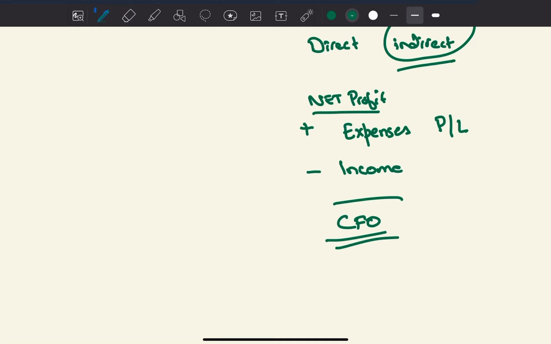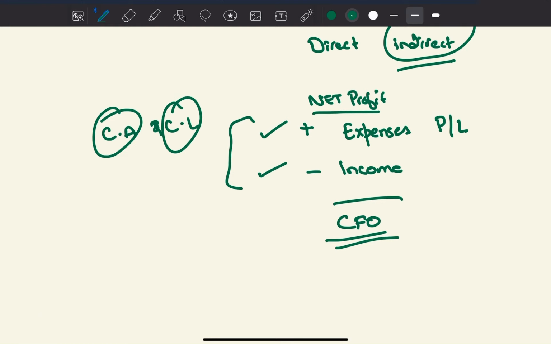Second is, how would anyone know which expenses have been paid for, which income is yet to be received? So for expenses, we look at current assets and current liabilities. If an expense has been paid in advance, it's a prepaid, it will appear in current assets. If an expense is still outstanding, it will appear in current liabilities. Same goes for income. If your income is yet to be received, it will appear as a receivable. So we make all these adjustments based on these two criteria, and we have a cash flow from operations.